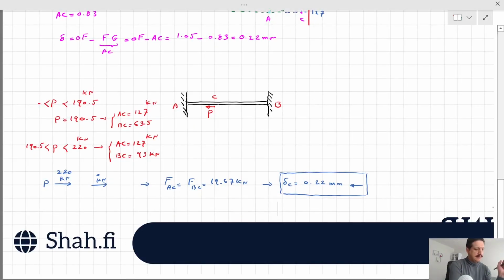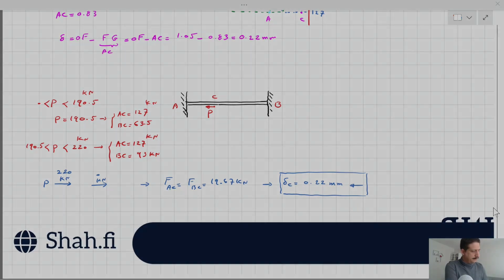So in the next example, I will model the same rod with the same material, for example in FEM, and we will see how we can model this type of structure in FEM software and how it looks.